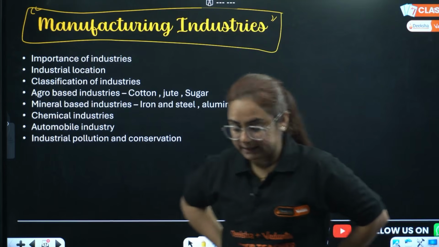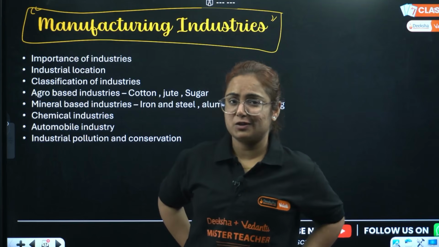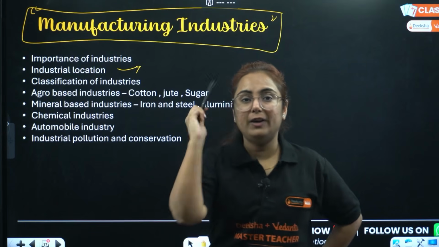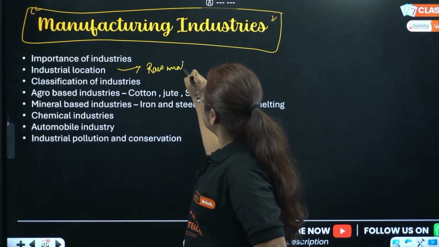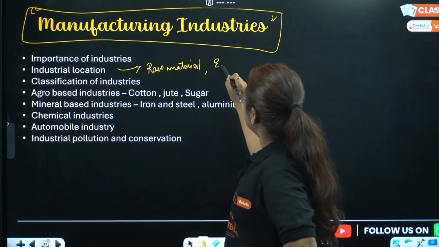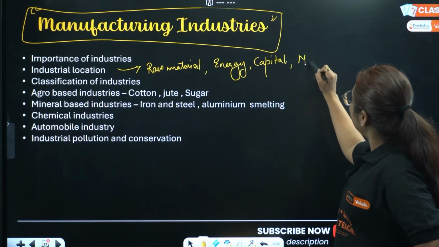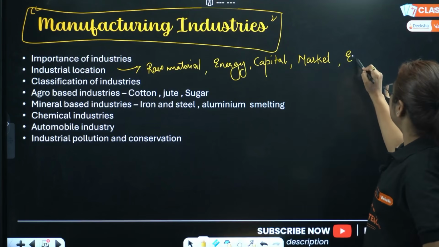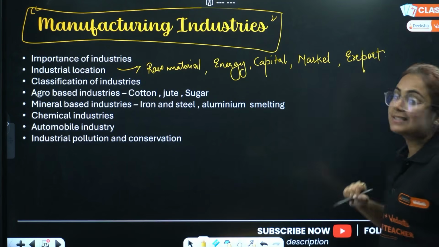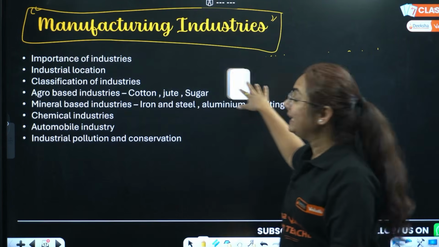Industries are again an indispensable part of human life, because now we can't live without the products of industries. If I talk about industrial location, whenever you locate your industry, you will see: Is there availability of raw materials? Are there enough sources of energy? Do you have good capital for that place? Will you have a good market in this place? Will you have a source to export your products? These are the basic things which we look at before locating our industry.